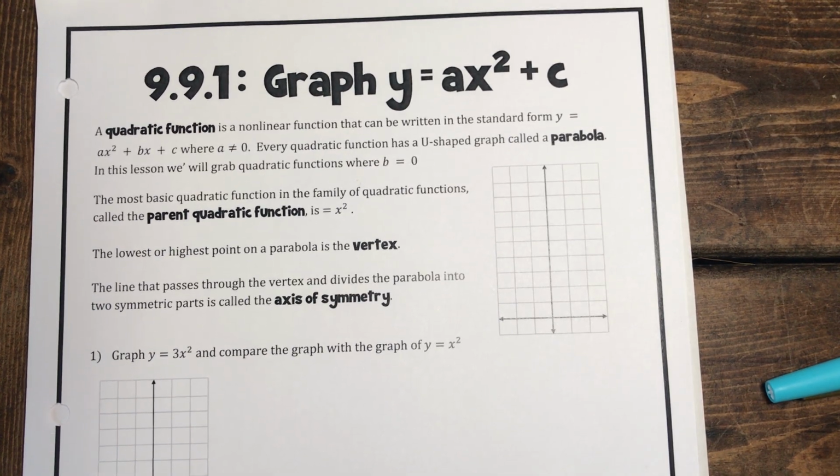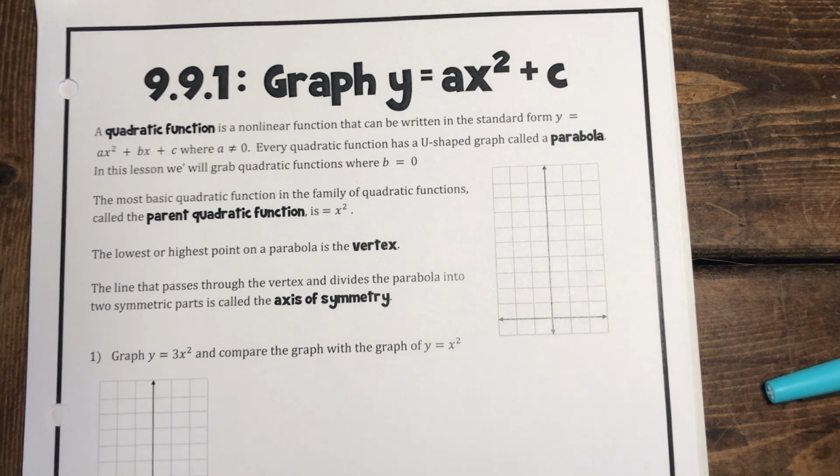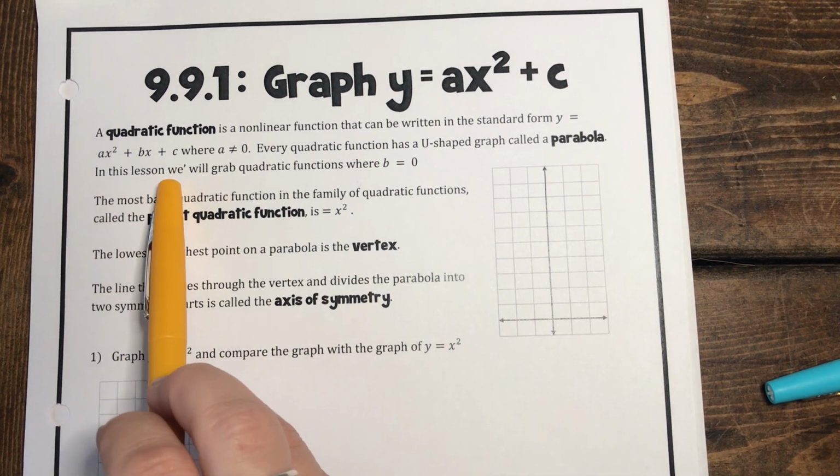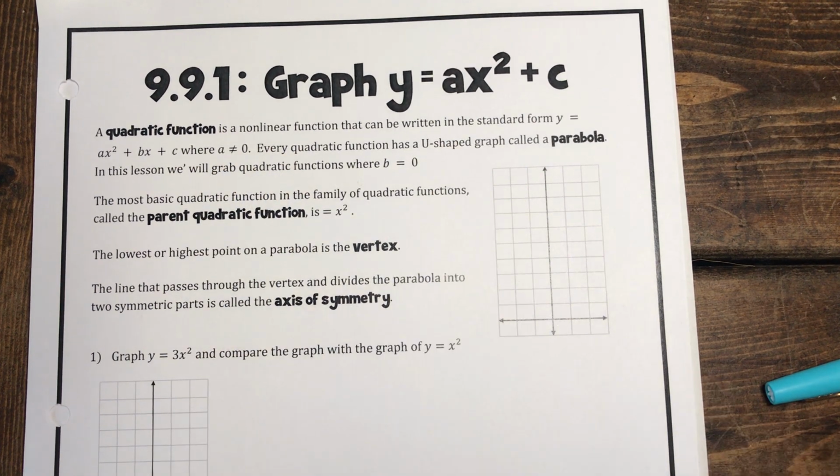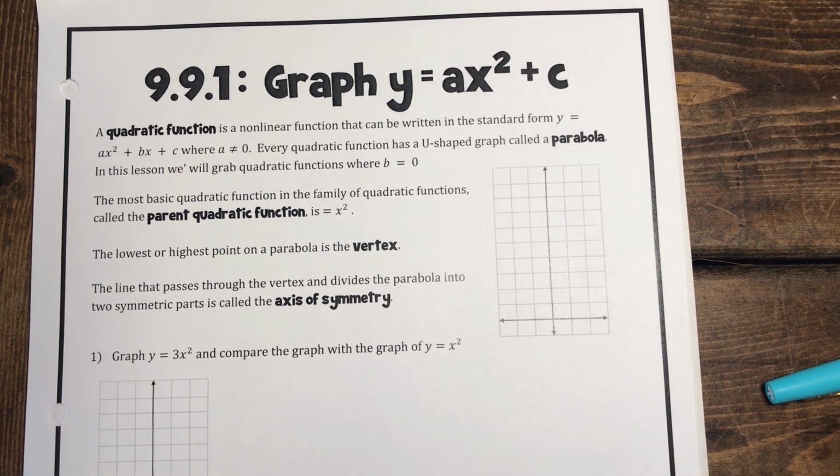Okay, today we're going to talk about graphing quadratics. A quadratic is a function that's nonlinear, so it's not going to make a straight line, that can be written in the standard form y equals ax squared plus bx plus c, where a does not equal 0. And every quadratic function has a U-shape called a parabola.